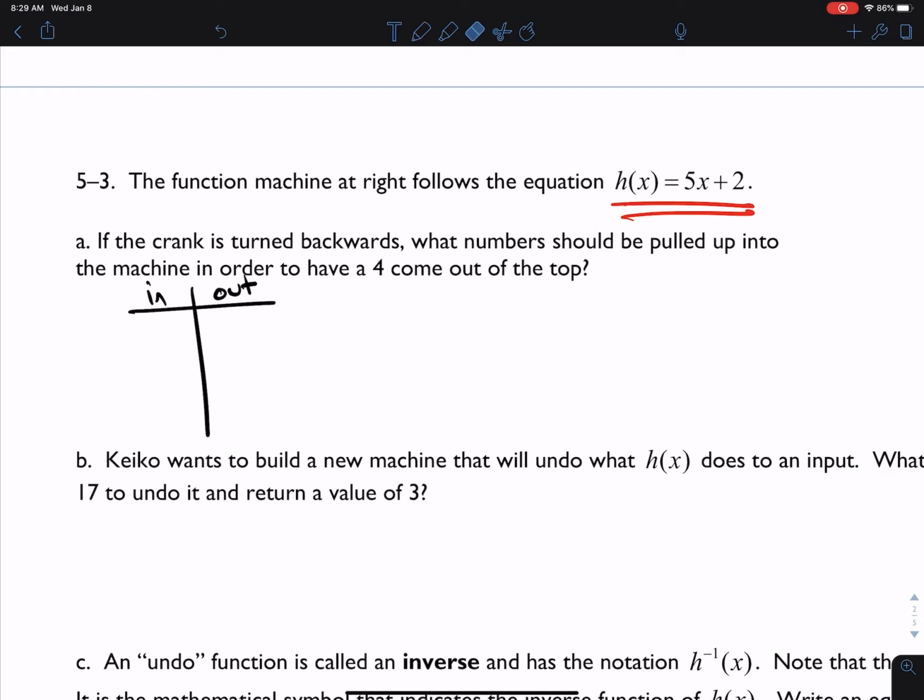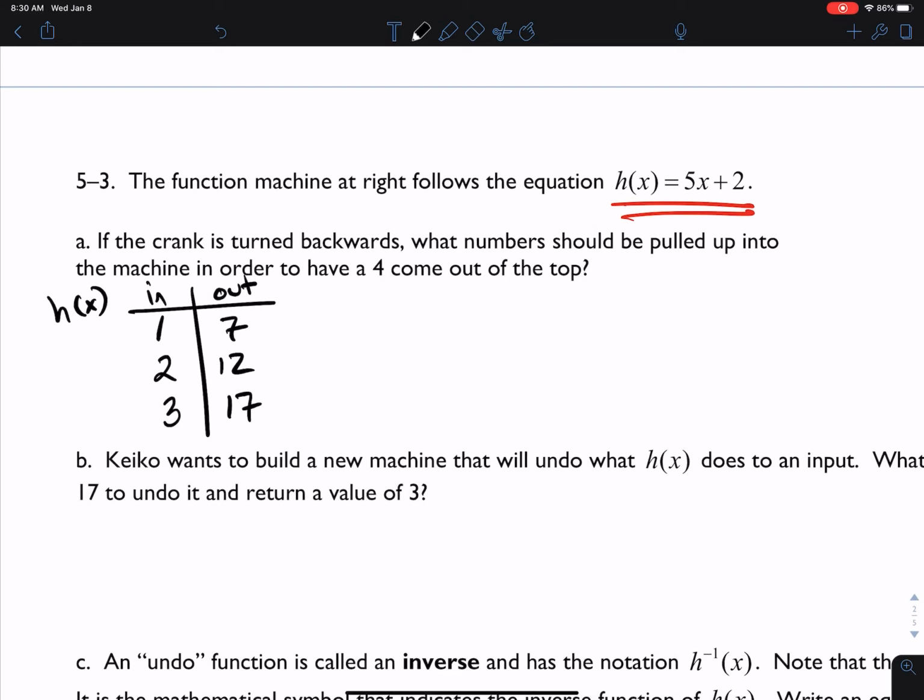So I'm going to say, okay, if the input is 1, then according to h of x, 5 times 1 is 5, plus 2 more, that gives me a 7. If the input is 2, then 5 times 2 is 10, and 2 more is 12. If the input is 3, then 5 times 3 is 15, and 2 more is 17. And let's see, I want 4. So this is h of x.